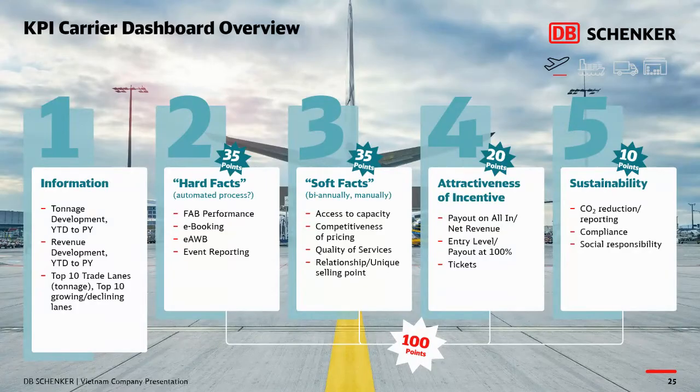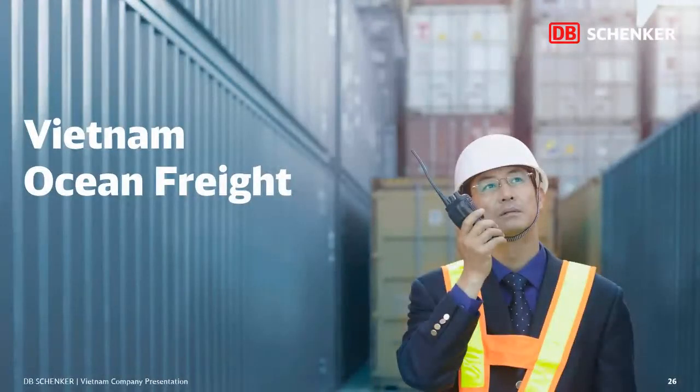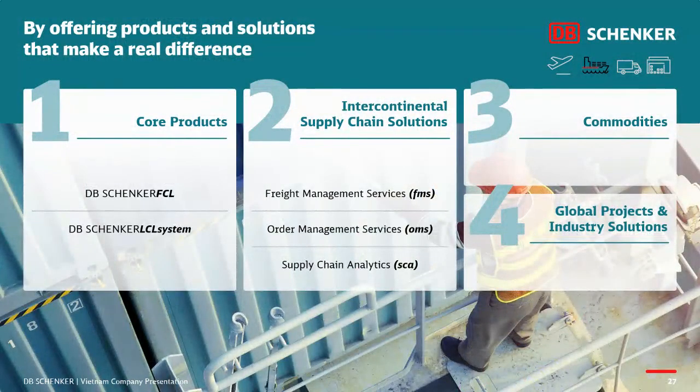And next, I want to go to the ocean product that I take care of in Vietnam today. So in ocean freight, I think you are familiar with the core products in the market that every forwarder can offer, that is full container loading or less container loading, in short called FCL or LCL, right? But besides the traditional products like this, we also develop new products to catch up with the new logistics chain today. That is freight management service or order management service or supply chain analytics.